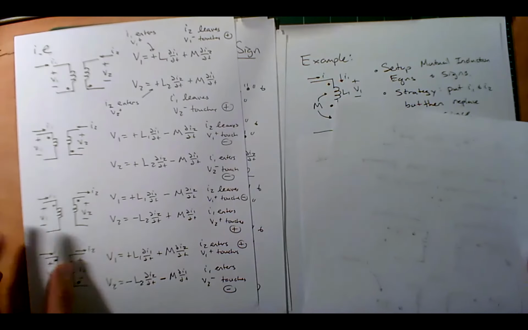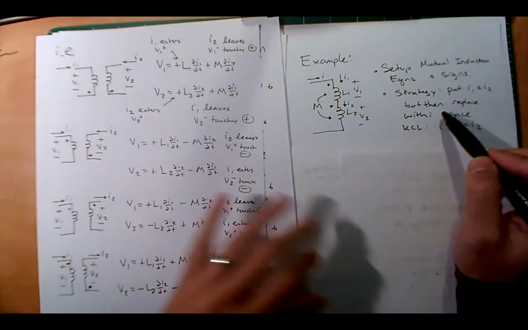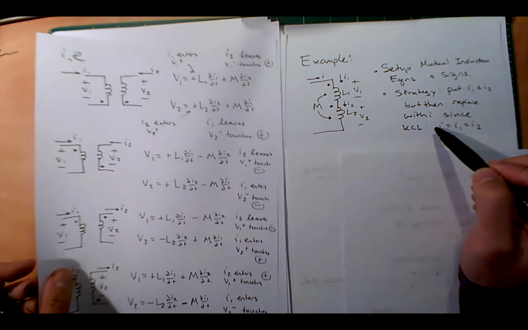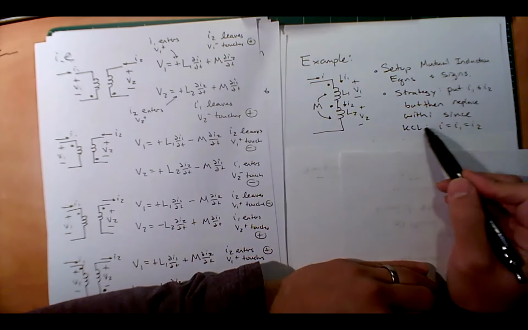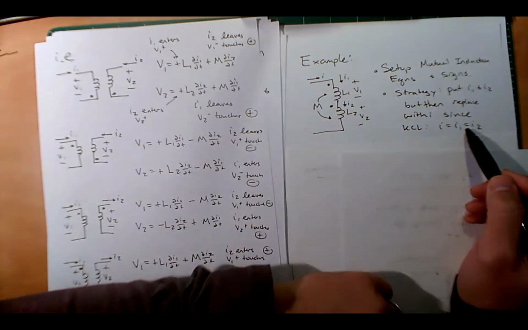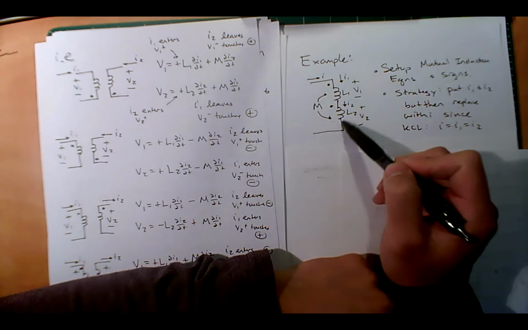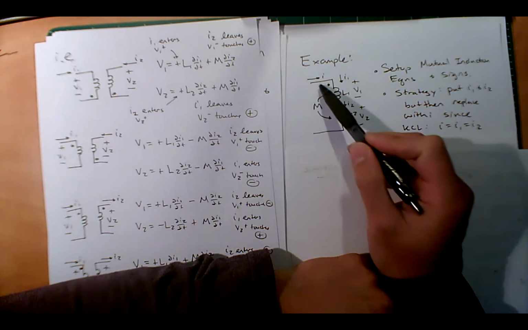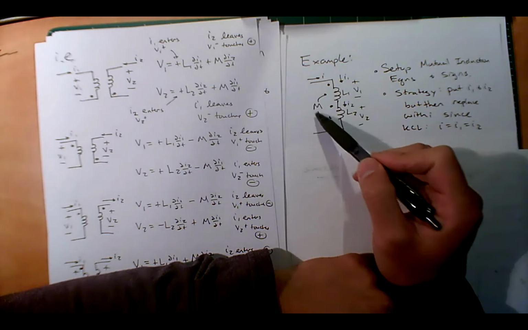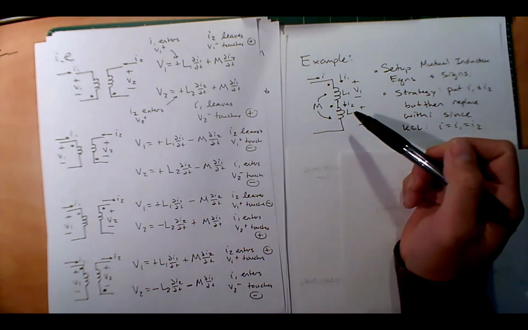Here's another example. Set up the mutual inductance sign strategy, put I1, I2, but then replace with one I, since by KCL I equals I1 equals I2. This is kind of tricky, because you have both transformers connected together under the same branch. So it's like they're in series, but also connected. A little bit confusing, but I think we can work it out.